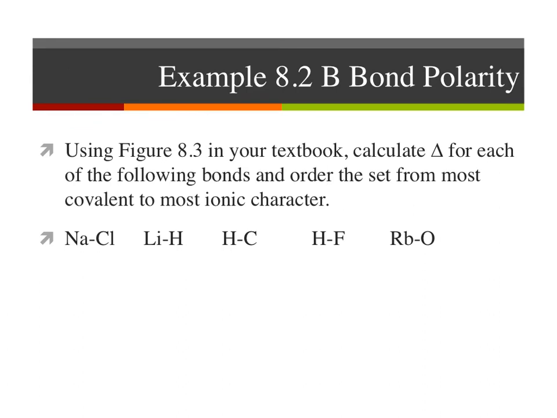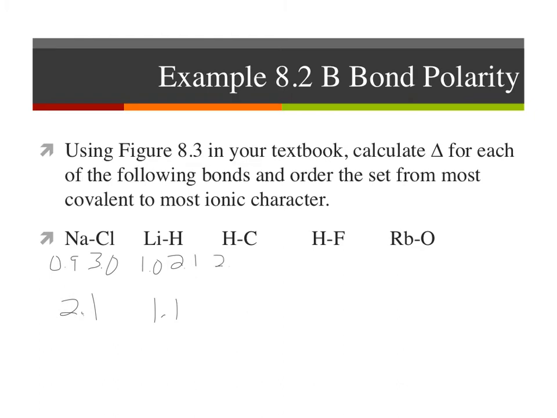So calculate the delta for each of the following bonds and order the set from most covalent to most ionic character. Okay, so sodium is going to be 0.9. Chlorine is going to be 3.0. So NaCl is a difference of 2.1. Okay, LiH: Li is 1.0 and hydrogen is 2.1. So we get a difference there of 1.1.